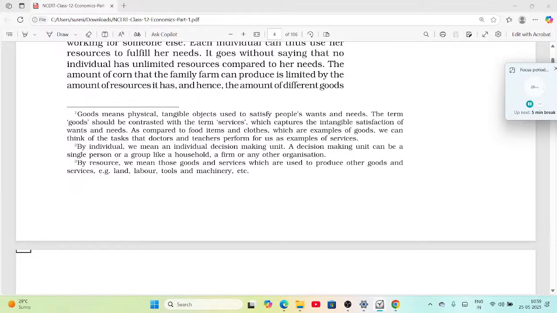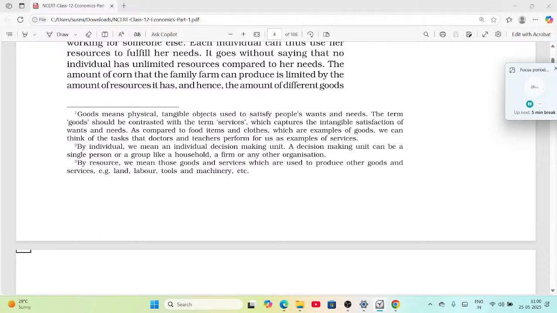Goods means physical, tangible objects used to satisfy people's wants and needs. The term goods would be contrasted with services, which capture the intangible satisfaction of wants and needs. As compared to food items and clothes, which are examples of goods, we can think of the tasks that doctors and teachers perform for us as examples of services.